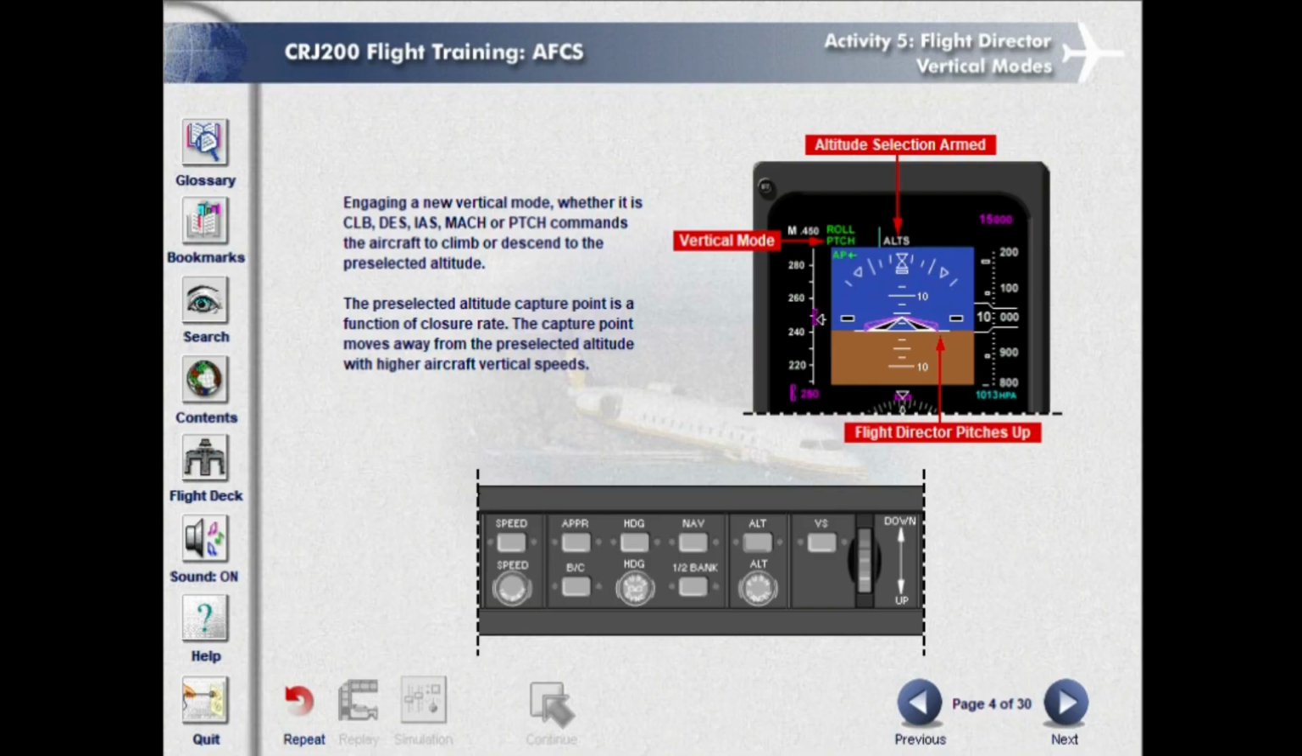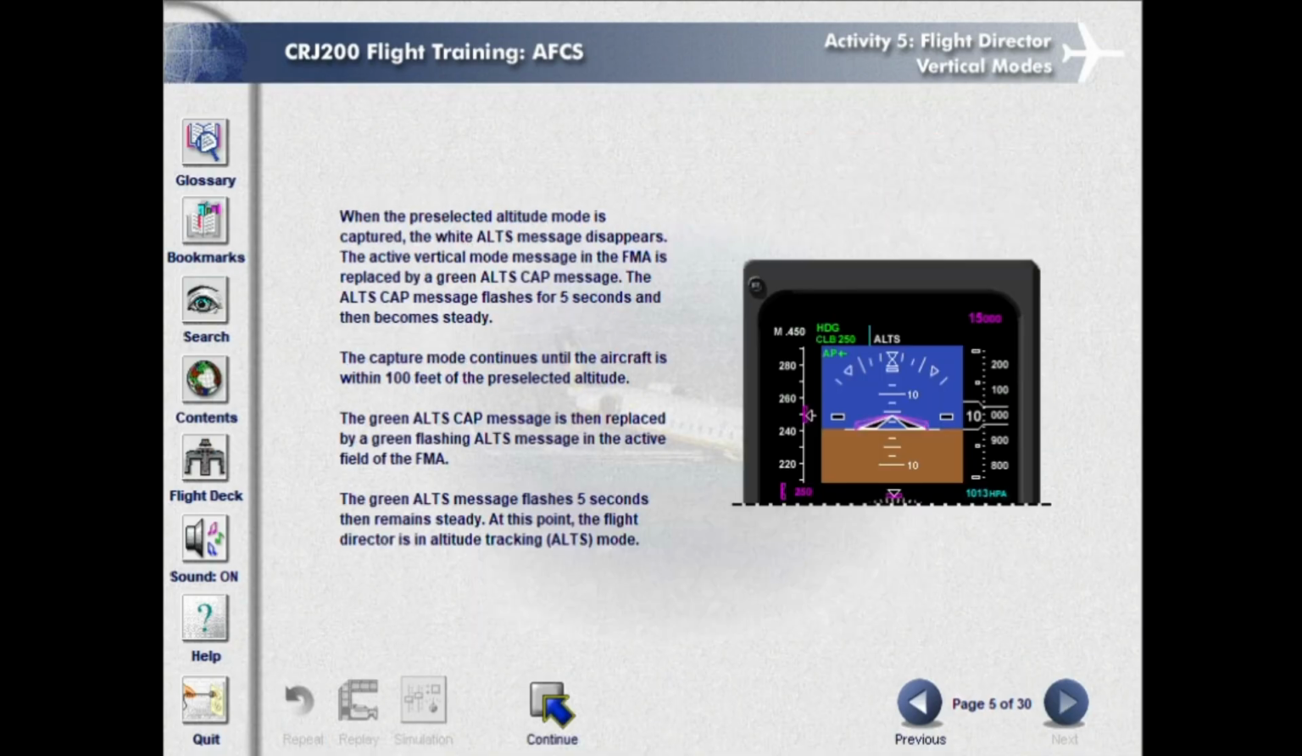The pre-selected altitude capture point is a function of closure rate. The capture point moves away from the pre-selected altitude with higher aircraft vertical speeds. When the pre-selected altitude mode is captured, the white ALTS message disappears. The active vertical mode message in the FMA is replaced by a green ALTS cap message. The ALTS cap message flashes for 5 seconds and then remains steady.